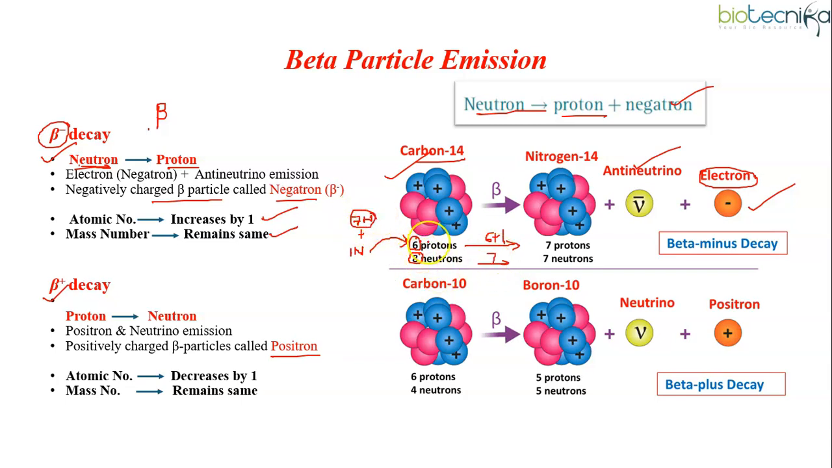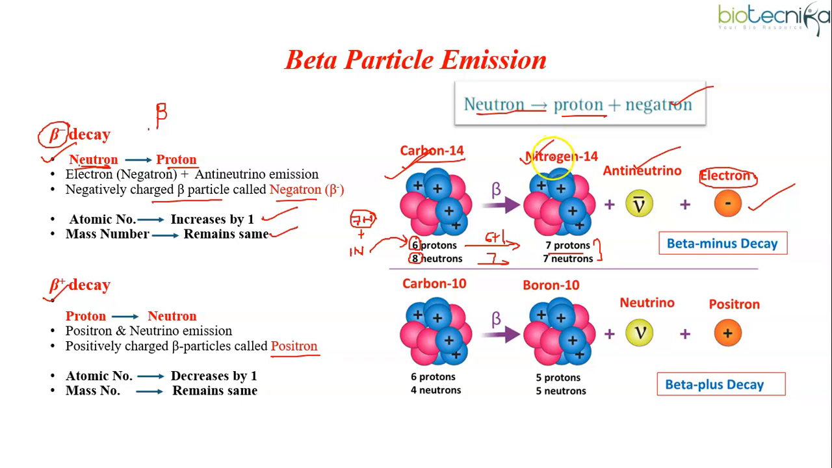Initially 6 plus 8, 14, is the mass number, and after emission also 7 plus 7, 14 is the mass number. So the mass number doesn't change because interconversion is happening: a neutron is converted to a proton. But the atomic number increases by 1. So you can see that the parent nucleus carbon 14 is converted to nitrogen 14.